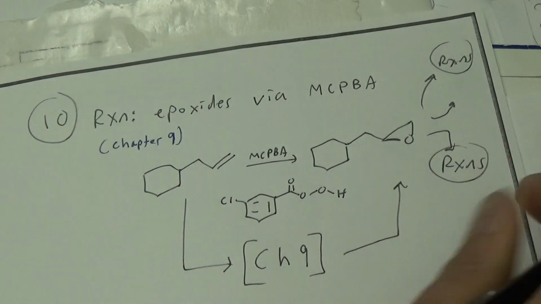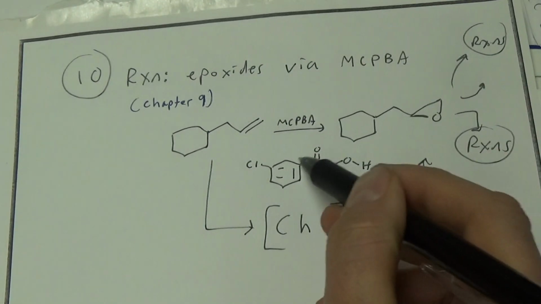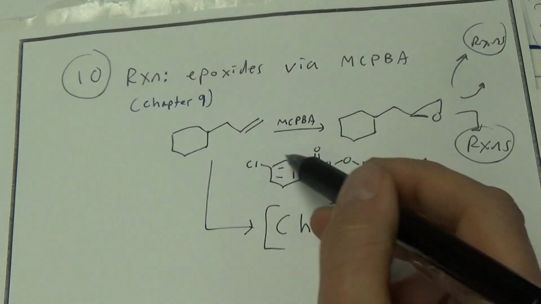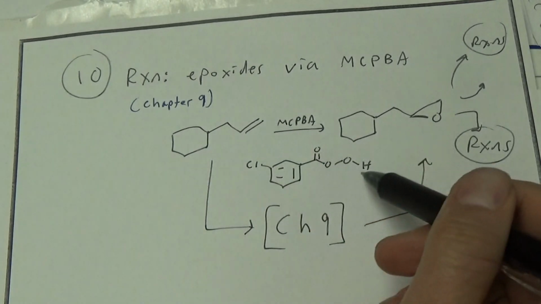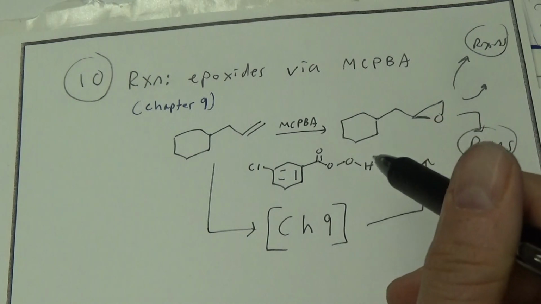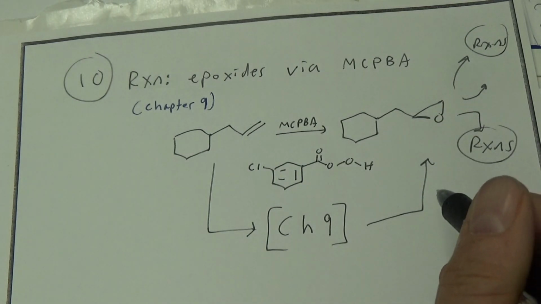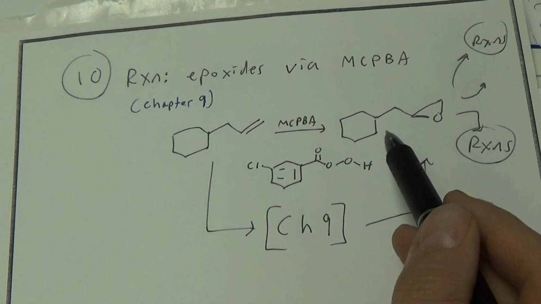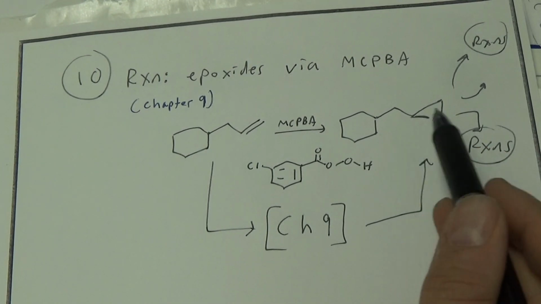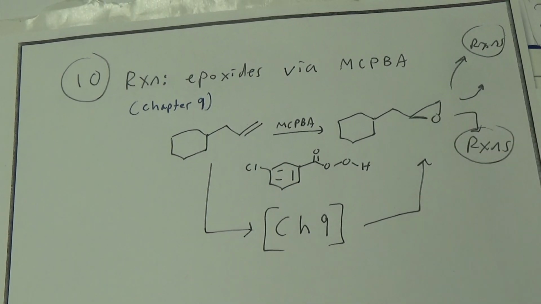You do need to know the mechanism. It was that cool mechanism where you have to redraw this oriented with the alkene, and then it's concerted, a couple steps. So that's all I'm going to say about that, because we already know about it. I'm not going to review the mechanism. But you should also review from chapter 9 all the different kinds of opening reactions of epoxides. That stuff's really cool, and you're probably going to see that on the final exam. Alright, so that's number 10, another reaction, epoxides being made from MCPBA.